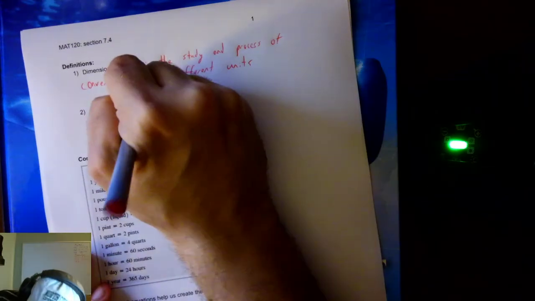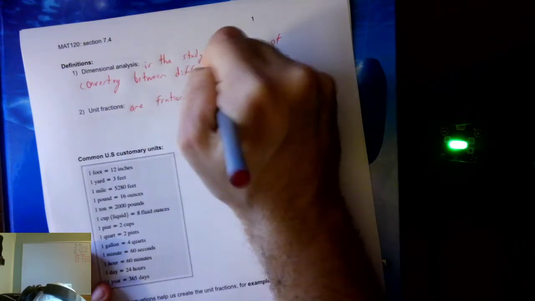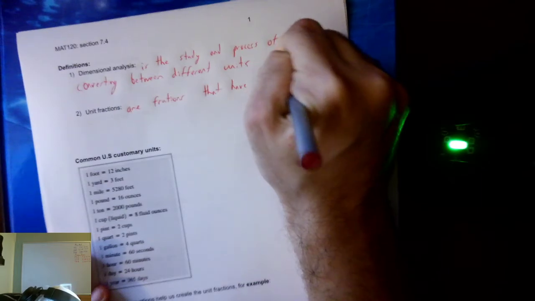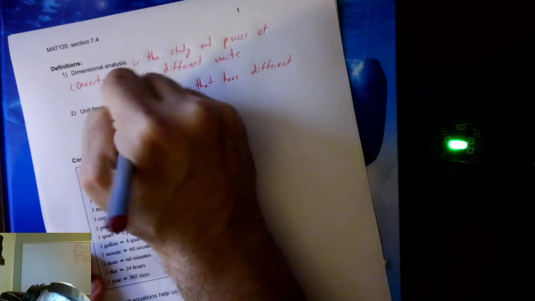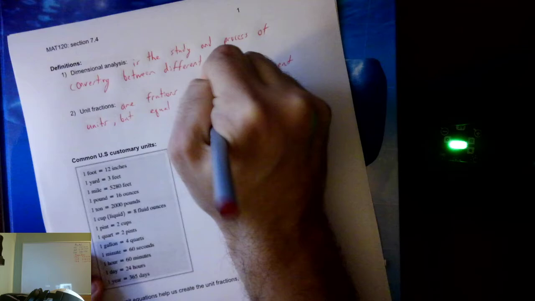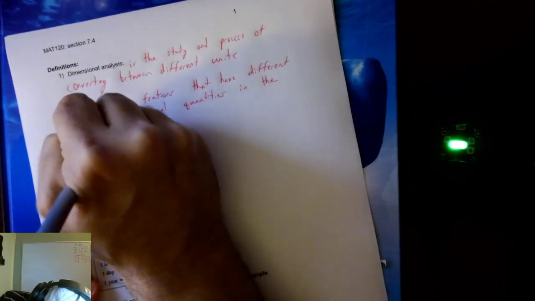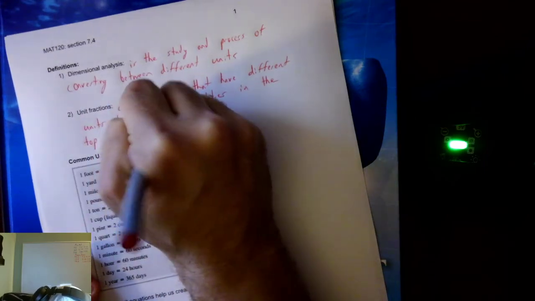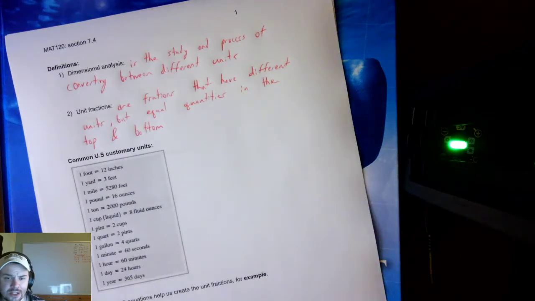Unit fractions are fractions that have different units but equal quantities in the top and bottom, in the numerator and denominator, right? So unit fractions are fractions that have different units but equal quantities in the top and bottom.